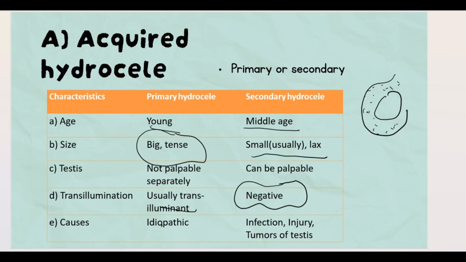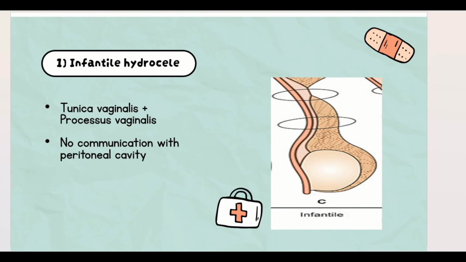Causes of primary hydrocele, it is idiopathic, and secondary hydrocele is secondary to some diseases like infection, tuberculosis, some trauma, or any tumors of the testis, which can also be malignant tumors.